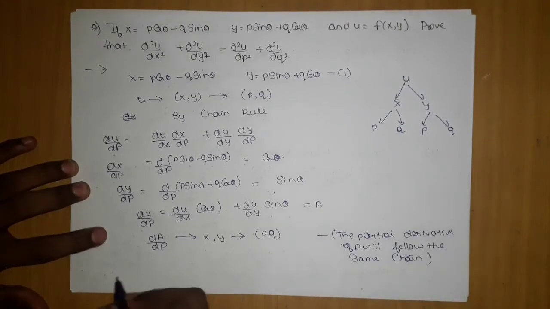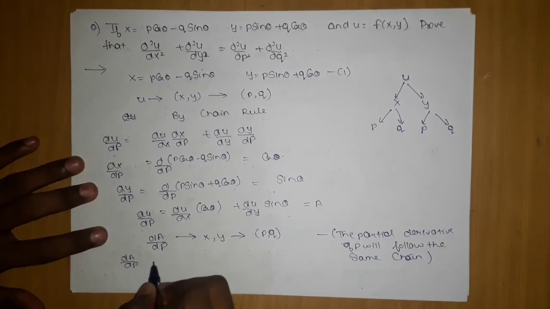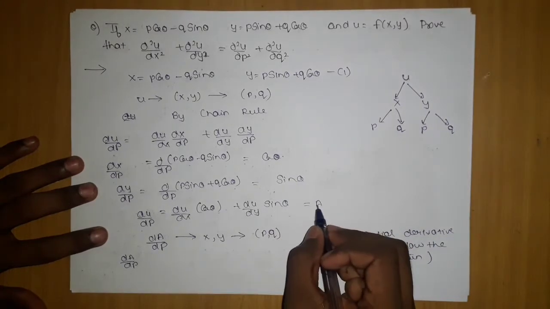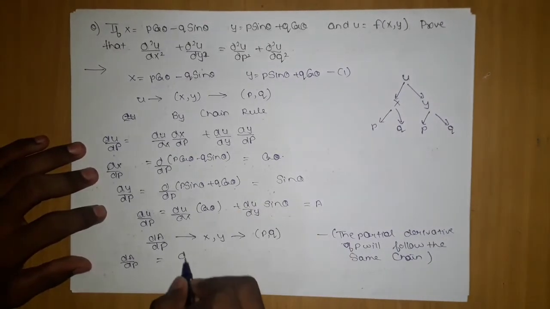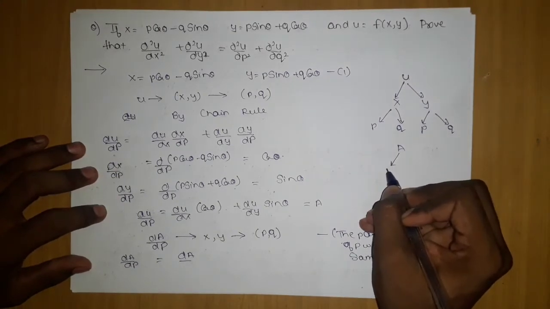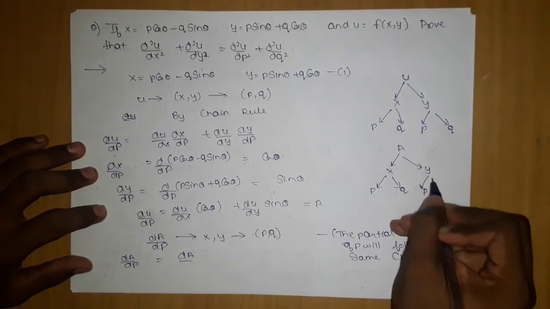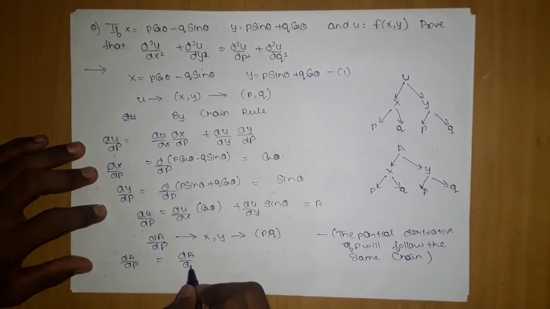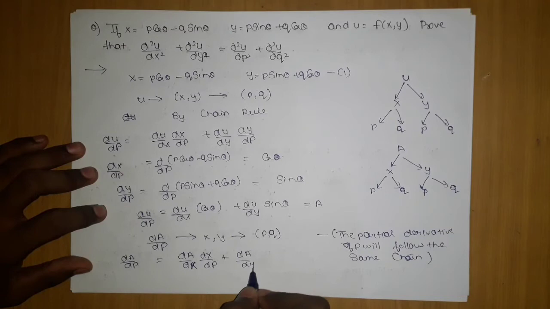So if you know this, what you are going to do is partially differentiate this, which is ∂A/∂p. But I know my A is ∂u/∂p. But for the timing, I'm going to apply the chain rule, which will be ∂A by... Now the graph will change. A to what? Here x, y, and from here p, q, and from here p, q. Again, ∂A/∂x times ∂x/∂p, ∂A/∂y times ∂y/∂p.